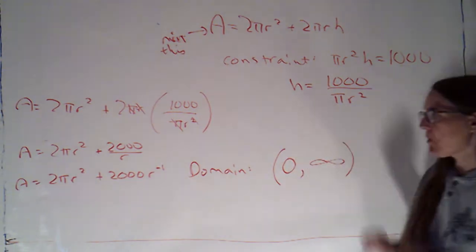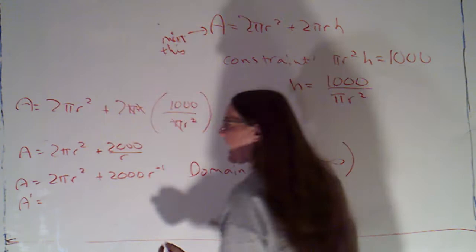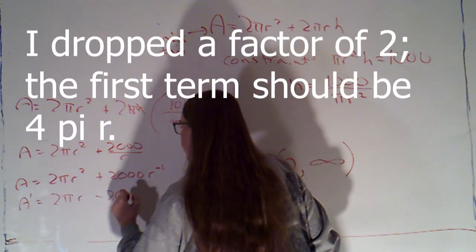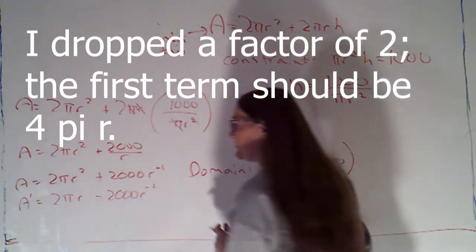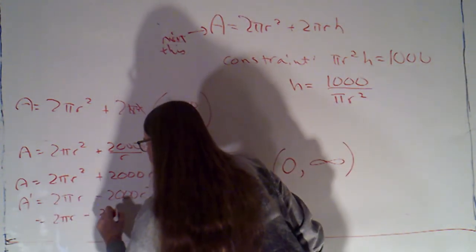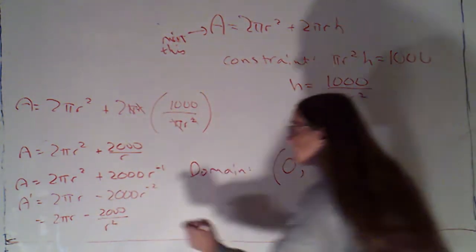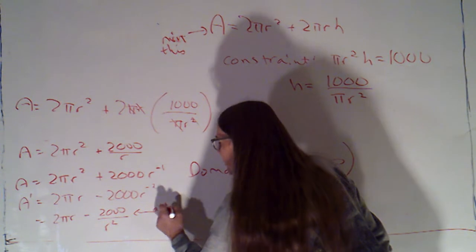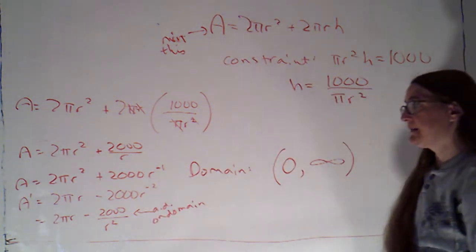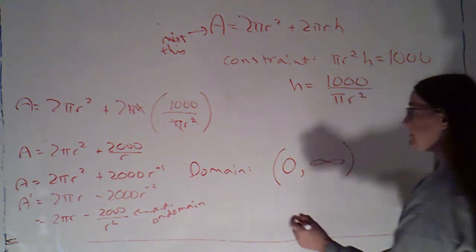Okay, so I'm going to look for critical points, because that's the only place where this could be. So A prime would be 2 pi r minus 2,000 r to the negative 2. Notice that's 2 pi r minus 2,000 over r squared. That is always defined on our domain. It's undefined at 0, but 0 wasn't in the domain. So any critical numbers I have are going to be when this is equal to 0.